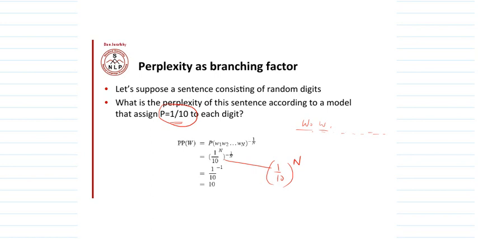This could be something different. Suppose we have some different probabilities, like 1 by 9, 1 by 20, 1 by 50. This can also be done in the same way, to the power minus 1 by n, and that will lead to some different value.